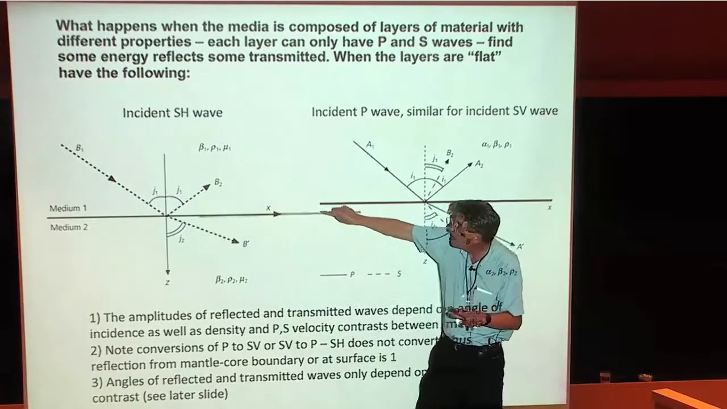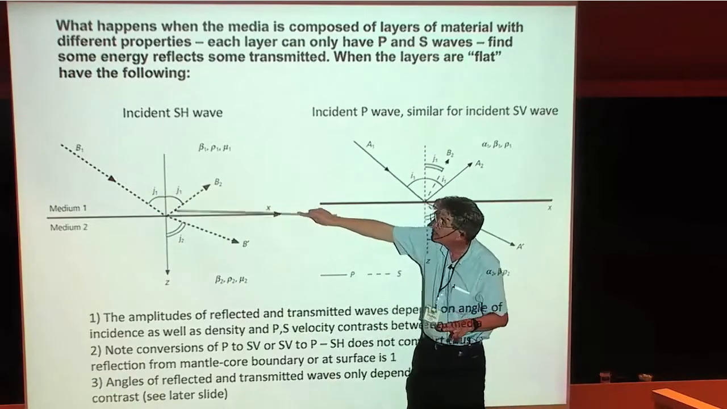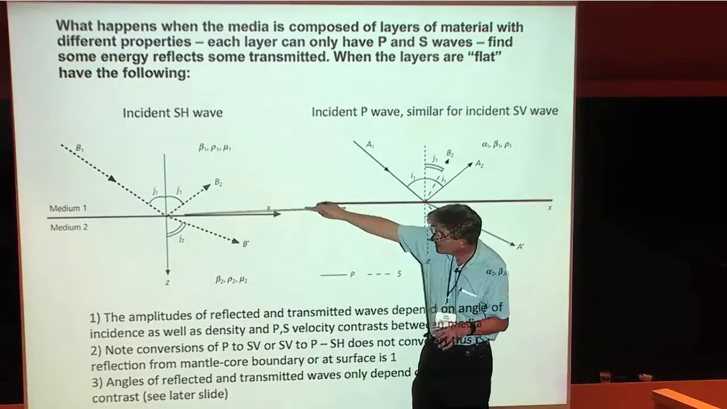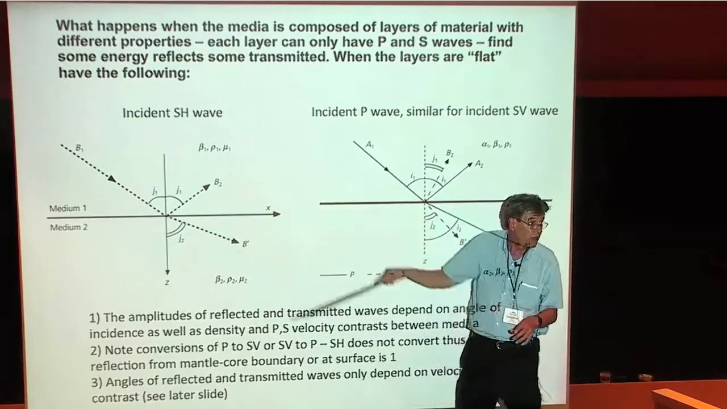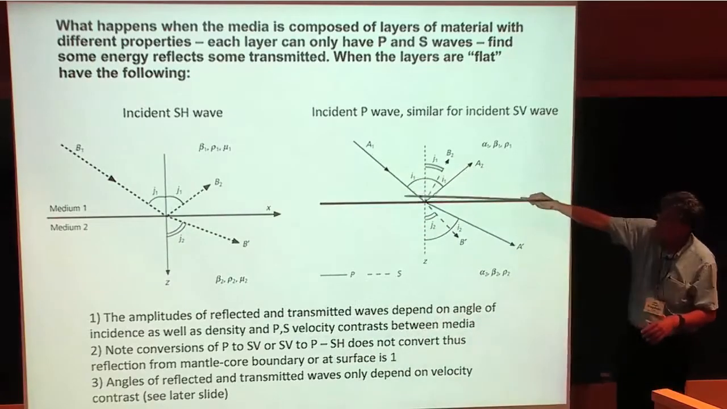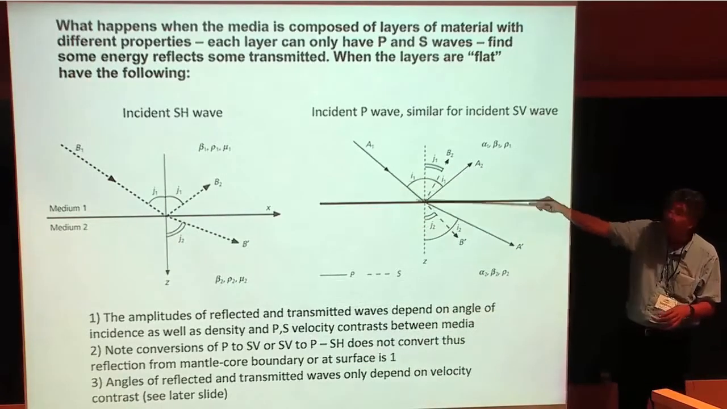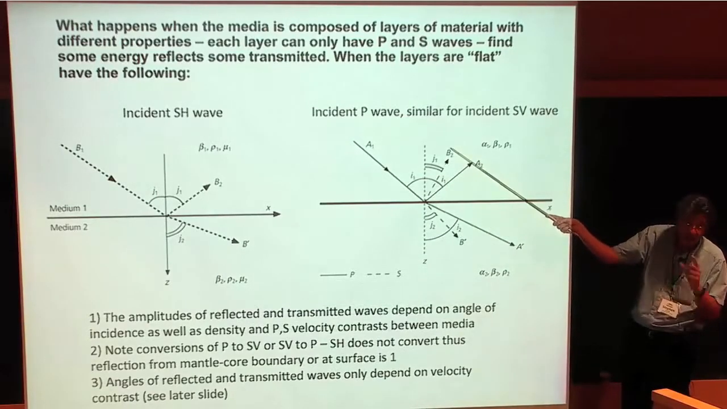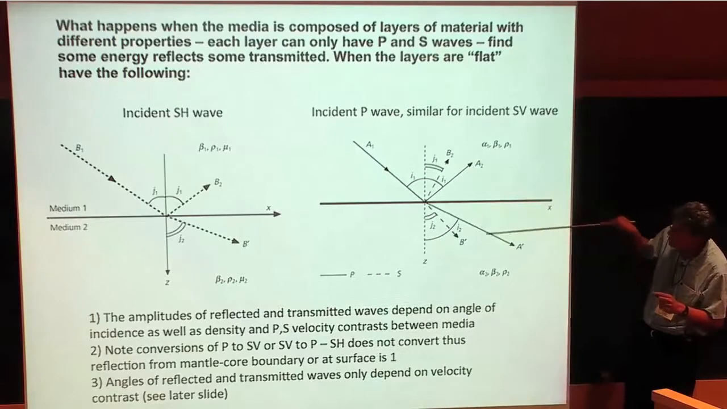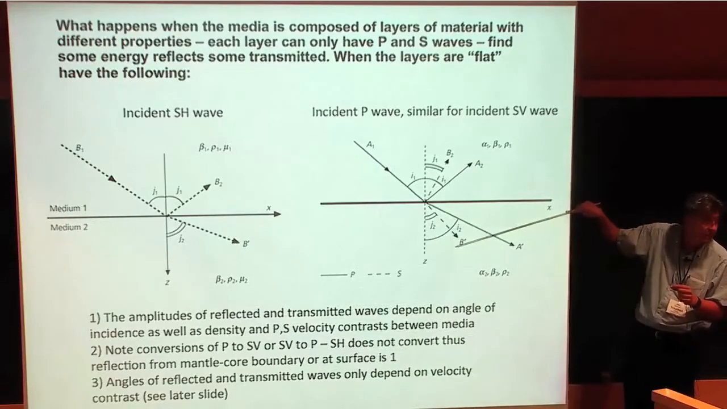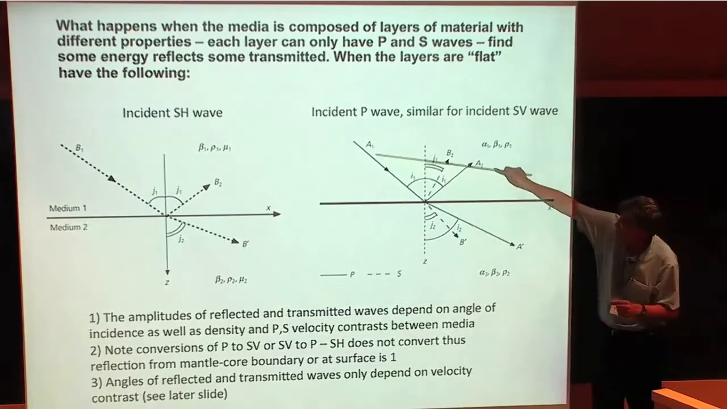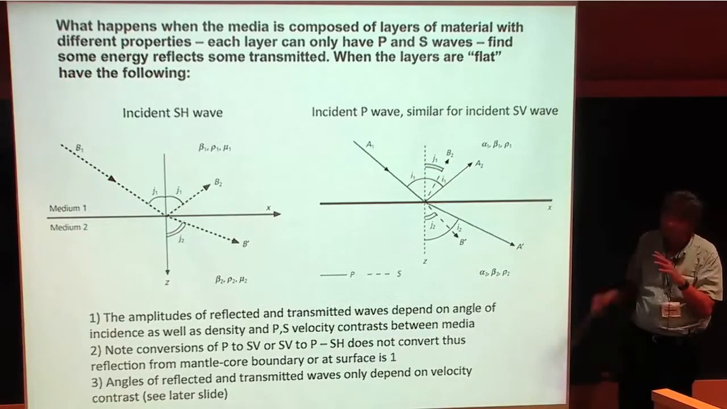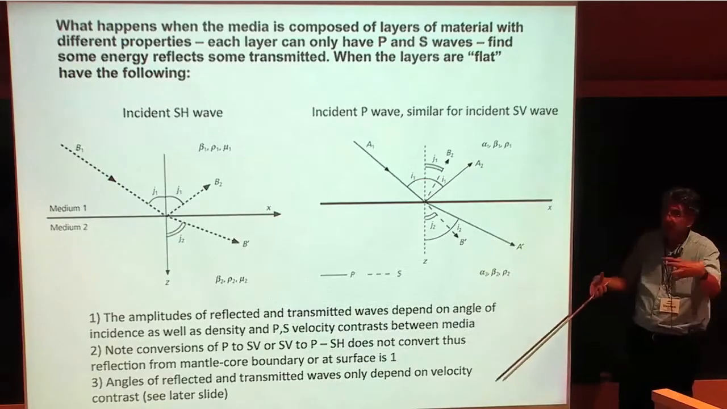If you have an SH wave coming in, so let's assume this is a horizontal plane, you bounce off, you reflect an SH wave, you transmit an SH wave. If you have a P wave coming in, same kind of boundary here, what happens is you reflect a P wave, but you also reflect an SV wave. You transmit a P wave and you transmit an SV wave. And it's the same thing if this were an SV wave coming in here. You get a P wave created and another SV wave reflected and transmitted. The P and the SV are coupled together.